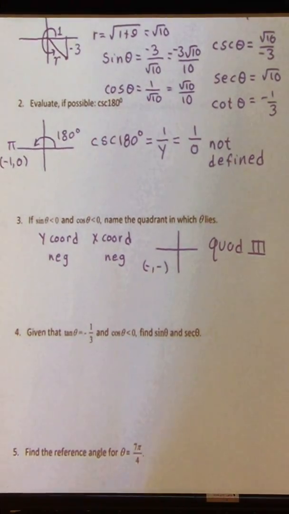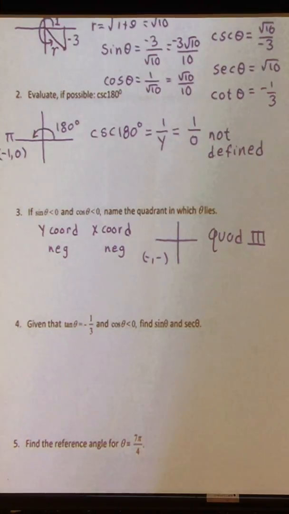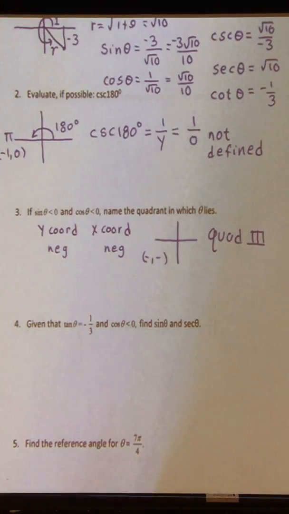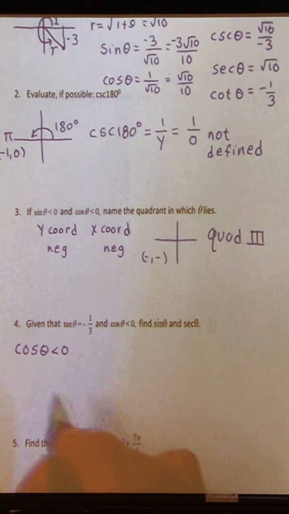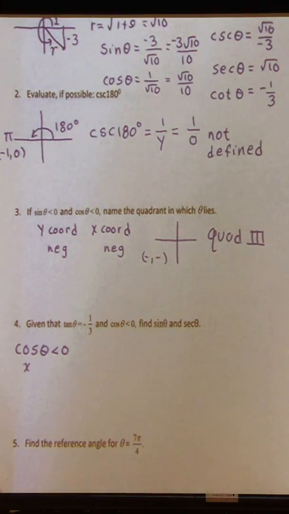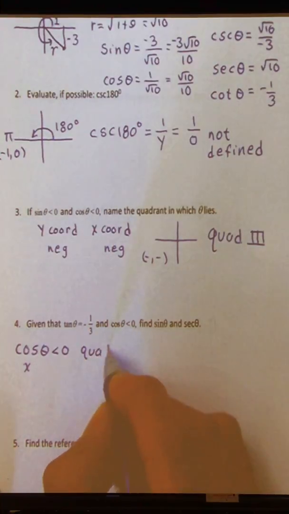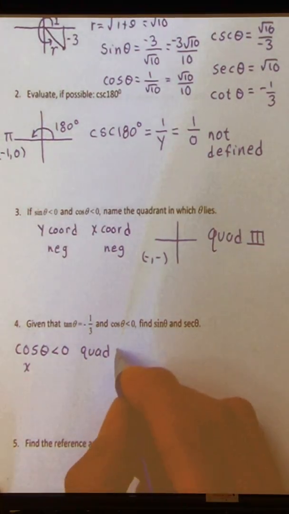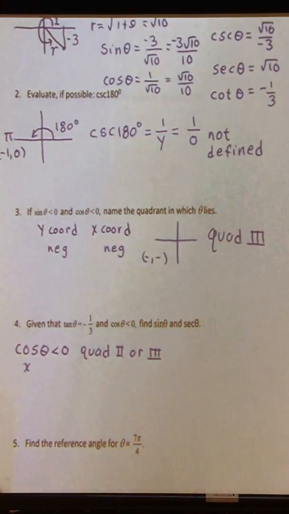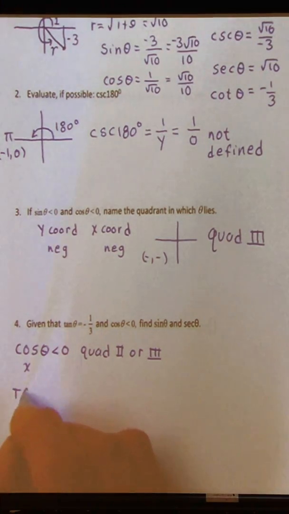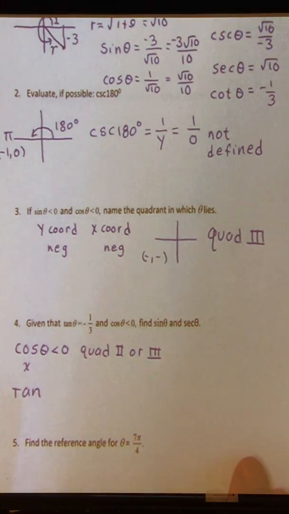Problem number 4. Given the tangent to be -1/3 and the fact that the cosine is less than 0, we want to find the sine and the secant of the angle. Okay, first we have to figure out the quadrant that we are in. If the cosine of the angle is less than 0, and we always think x coordinate for cosine, that would mean that we're either in quadrant 2 or quadrant 3. Quadrant 2 or 3. That's where the x-coordinate is negative. And the tangent is also given to be negative.